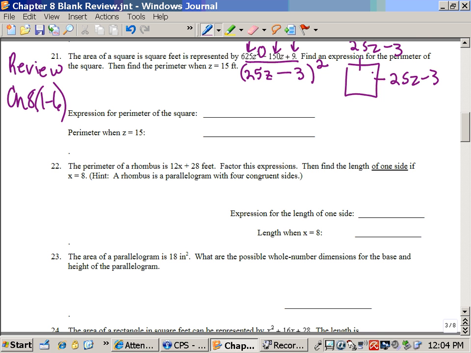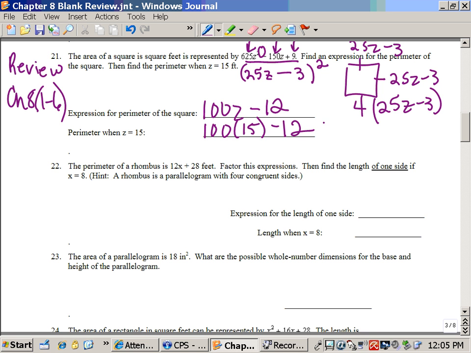So the question is, what is the perimeter? Well, I have 4 sides to the square, so that makes 4 times 25z minus 3. And when you distribute, you get 100z minus 12. Now I need to take and multiply 15, where the z is, minus 12, and that gives you 1488 feet. Number 22, we have a rhombus, which has 4 sides, and the expression is 12x plus 28.